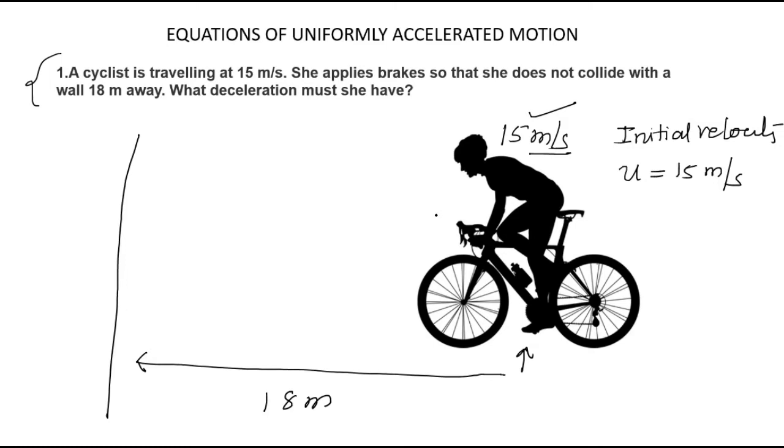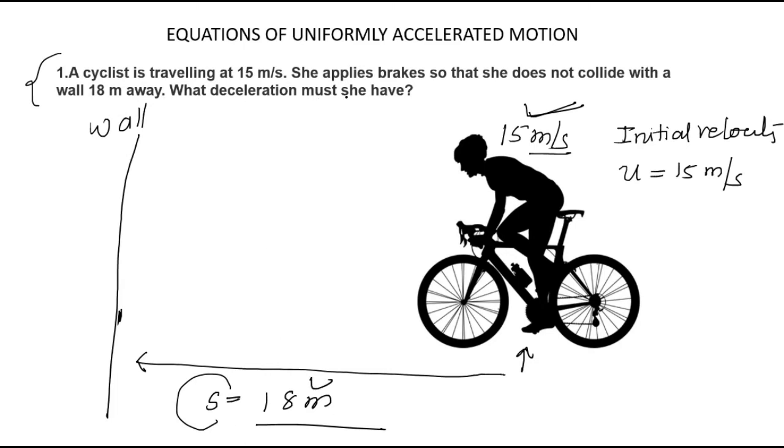It suddenly doesn't become zero. It reduces, and finally this is the wall, and then she should stop very close to the wall, right? So we can take this total distance to be traveled by her as 18 meter. And what is the symbol for distance? Yes, s, right? So again I am reading, a cyclist is traveling 15 meter per second, which is considered as an initial velocity. She applies brakes so that she does not collide with a wall 18 meter away. So s is taken as 18 meter.